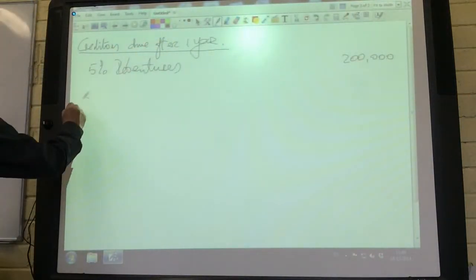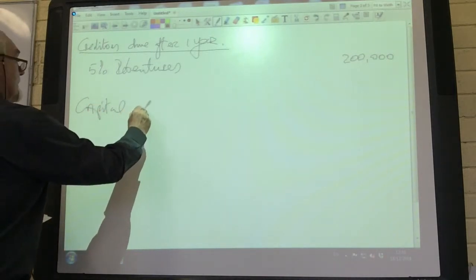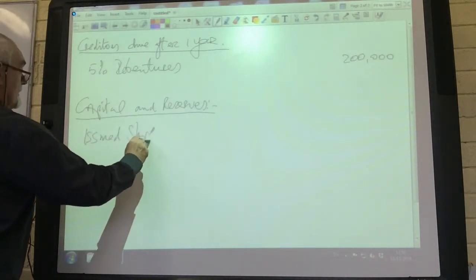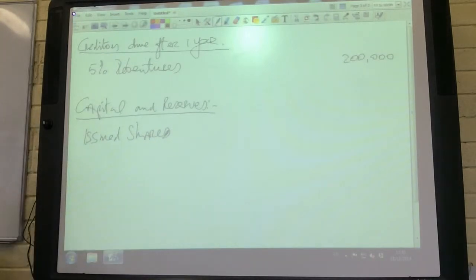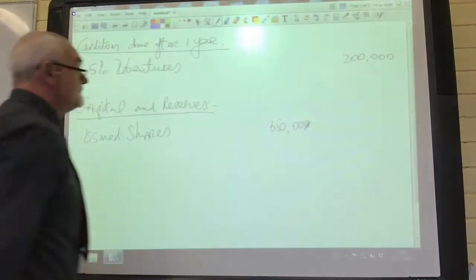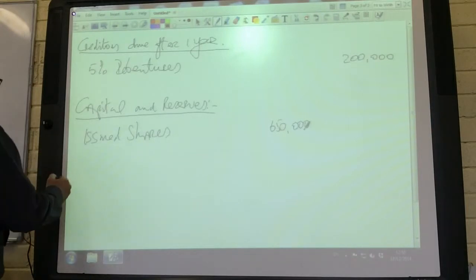And then we have capital and reserves. And this is simply the issued shares. And that's the sum of the preference and ordinary. So we have 650,000 worth of issued shares. In your internal accounts, you are going to show the authorised and the issued share capital and a breakdown of that there. But in the published accounts on the face of the balance sheet, just the total for the issued share capital is 650,000.